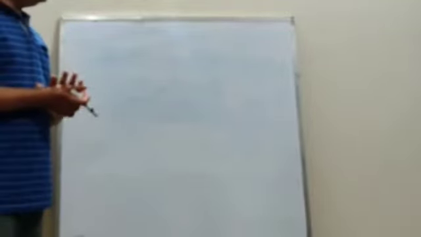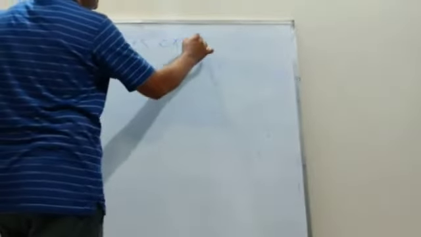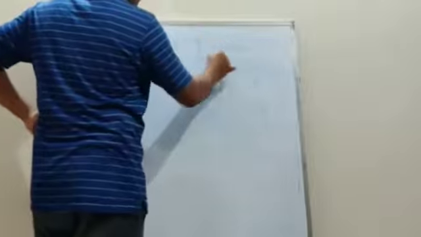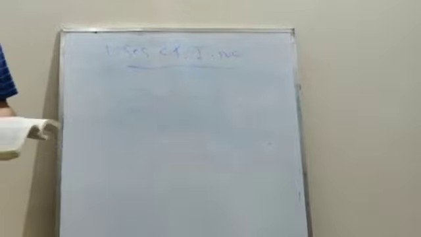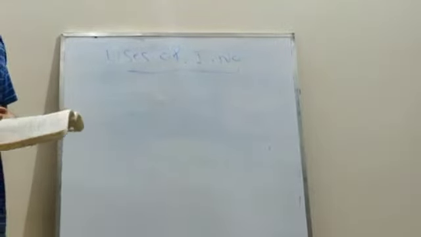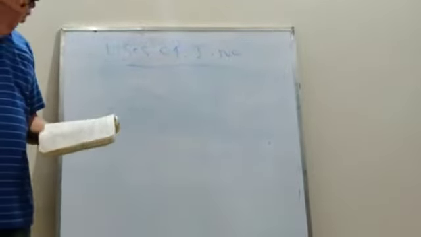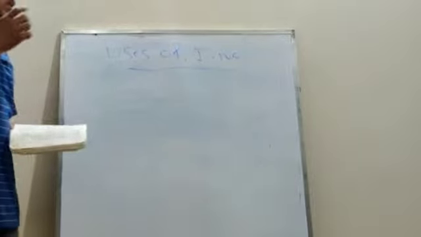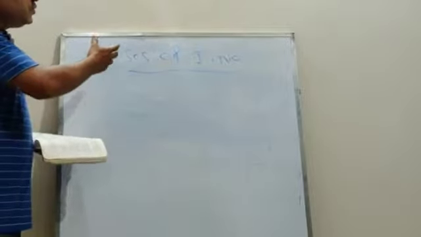Next, uses of index number. Here, for the uses of index number, this index number can be used in government offices for formulating the policies, and also it can be used in grant in allowances. It is also used by businessmen as well as in industries, and also this index number can be used in the construction of cost of living index number. These are some uses we have to discuss.